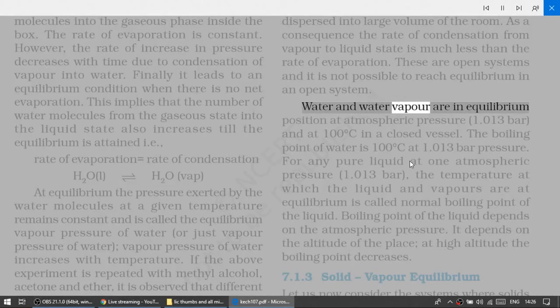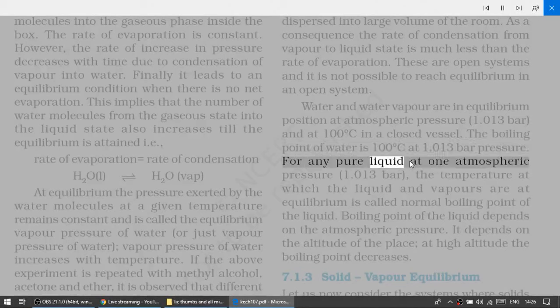Water and water vapor are in equilibrium position at atmospheric pressure, 1.013 bar, and at 100 degrees Celsius in a closed vessel. The boiling point of water is 100 degrees Celsius at 1.013 bar pressure.